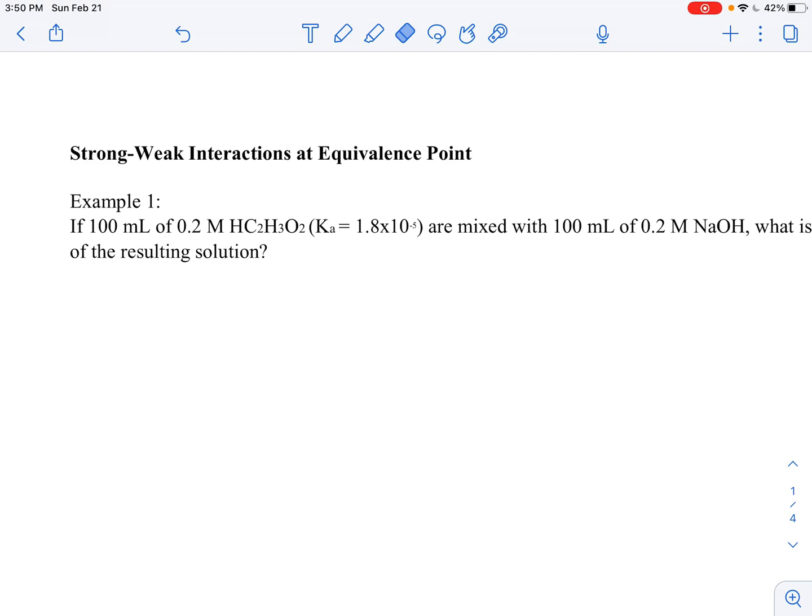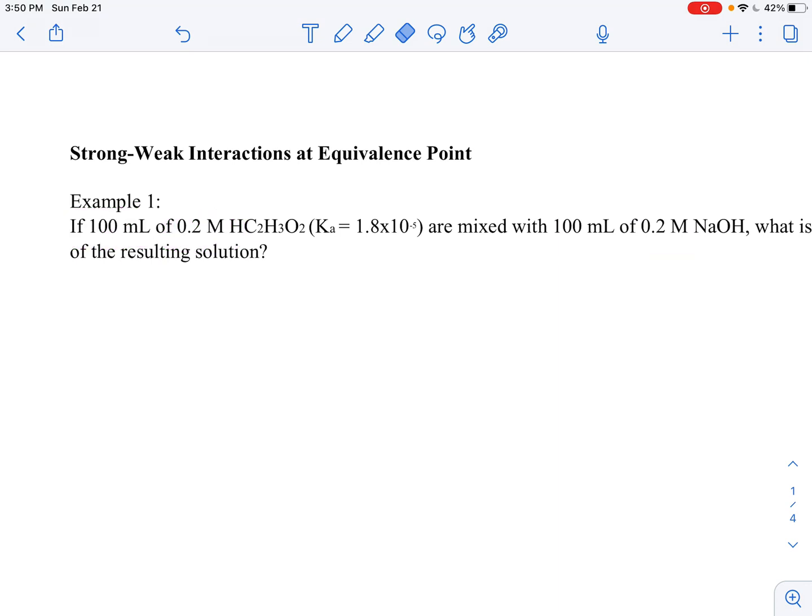Now, you should be able to look at this. I arranged this first problem, and just right off the bat, recognize that this is going to be at the equivalence point. We're going to have equal amounts of acid and base. And you should be able to know that because I kept it really simple for you. 100 milliliters and 100 milliliters, so they have the same volume. 0.2 molarity and 0.2 molarity, so they have the same concentration. So these guys are going to be at the equivalence point.